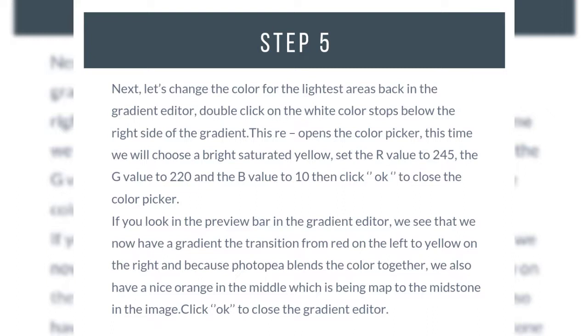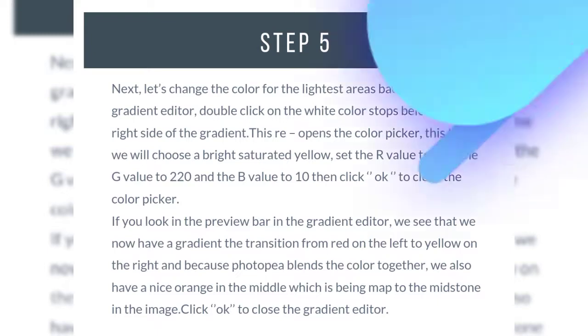If you look in the preview bar in the gradient editor, we see that we now have a gradient that transitions from red on the left to yellow on the right, and because Photopea blends the colors together, we also have a nice orange in the middle, which is being mapped to the midtones in the image. Click OK to close the gradient editor.